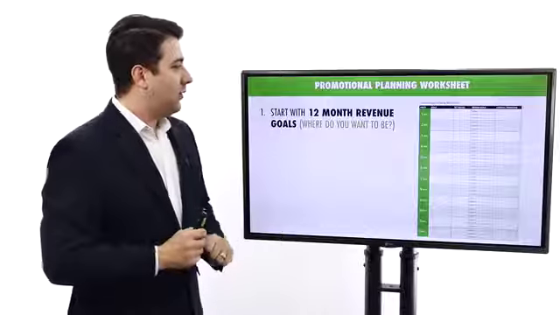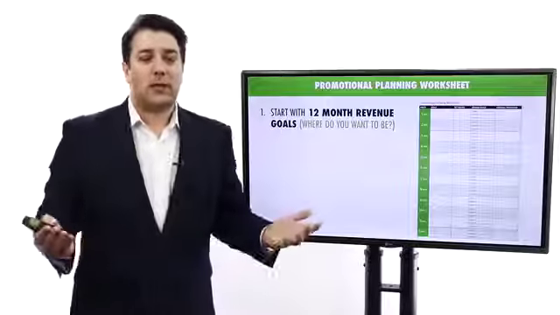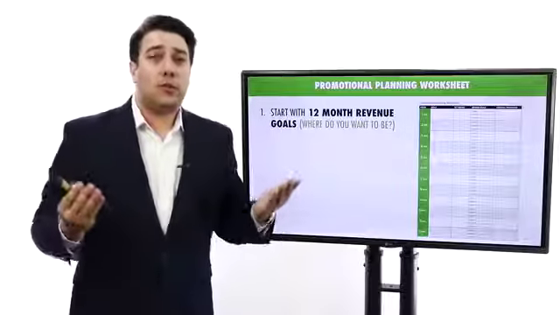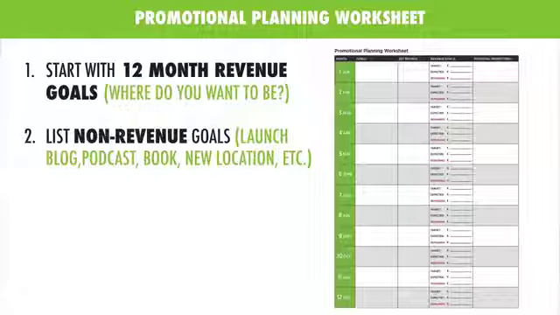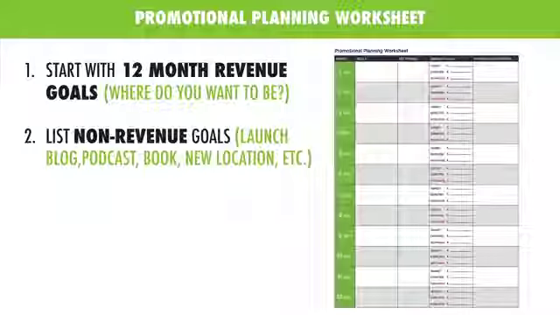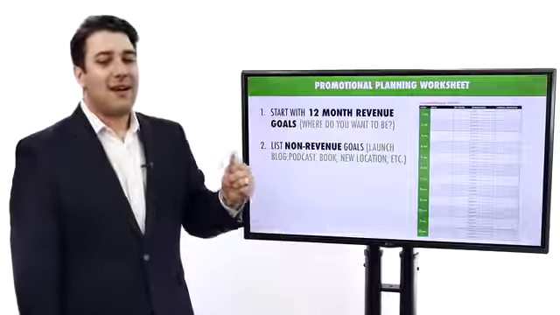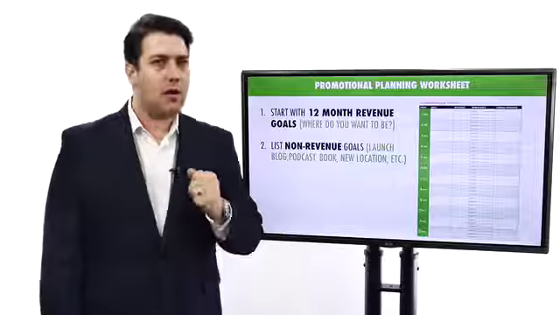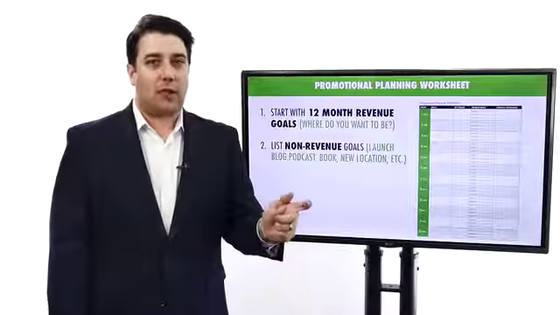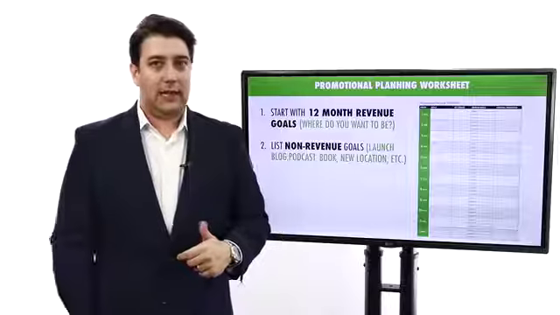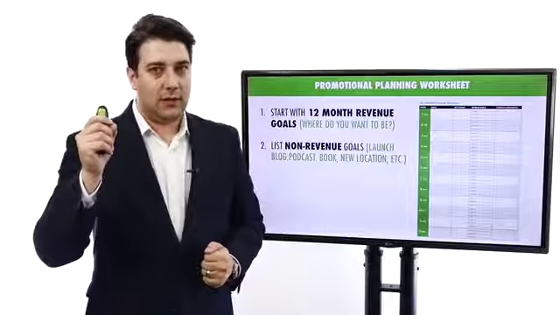So start with a 12-month revenue goal. Where do you want to be? For this example, we want to be at $12 million in revenue. Now, we need to think about, before we start plotting in here, what's going to happen from a revenue generation standpoint, from a promo standpoint, we need to think about non-revenue goals, all right? Non-revenue goals, because where most email marketers fail or are handcuffed is when the channel, right?